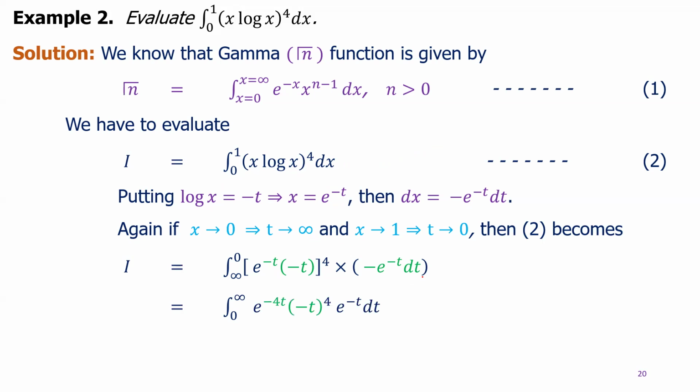Let us simplify this term. Since we know that minus integration under the limit a to b of f(x) dx is equal to integration from b to a of f(x) dx, if we are multiplying by the minus sign, the limit will be changed. Here the limit is infinity to 0 and there is a minus sign, so we can write the limit as 0 to infinity. Just look here, it is e to the power minus t whole to the power 4, that is e to the power minus 4t, into t to the power 4, e to the power minus t dt. e to the power minus 4t into e to the power minus t is e to the power minus 5t, into t to the power 4 dt.